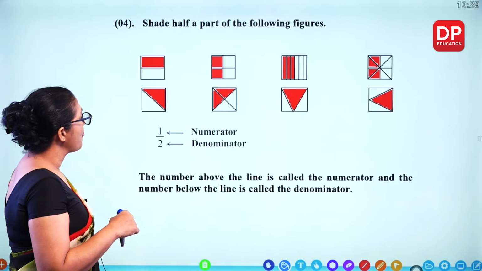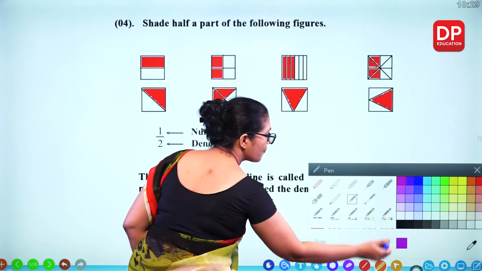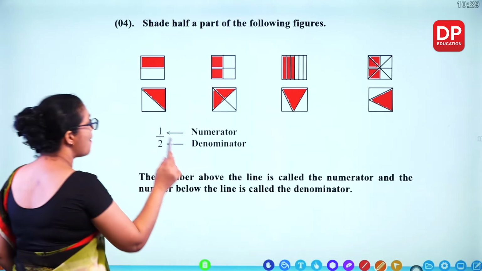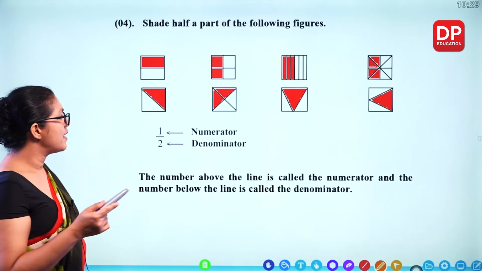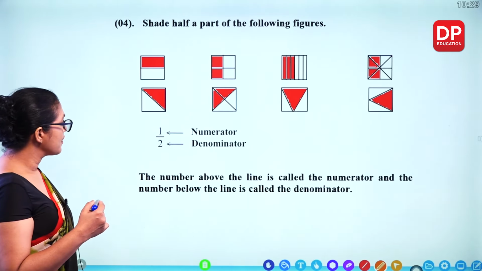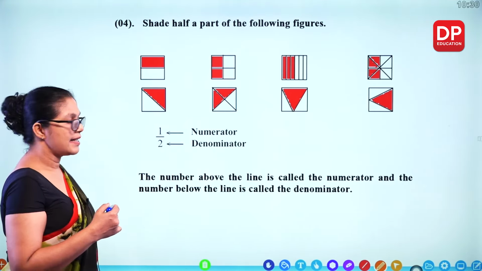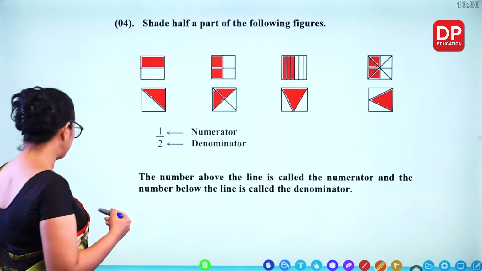So when you take a fraction, the number above the line we call the numerator, and the number below the line, that's the denominator. The number above the line is called the numerator, and the number below the line is called the denominator.